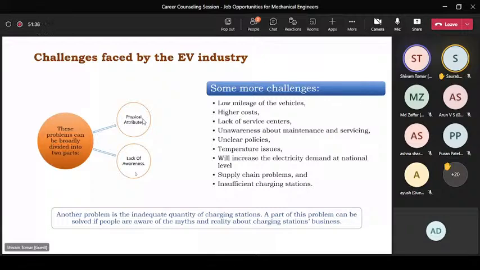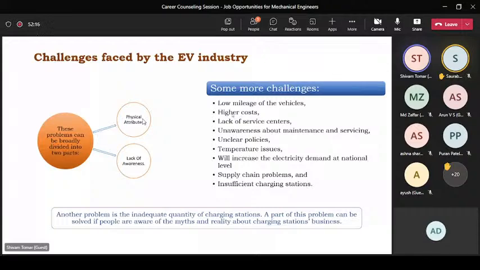Let's talk about some more challenges of the industry. Low mileage of the vehicle, again, is a big one. Higher cost of the battery packs means higher cost of the electric vehicles, just because of the battery packs. If we can reduce the cost of the battery pack, then we will see a reduced cost of the overall vehicle. Lack of service centers is also a big challenge, as there are no standard service centers. And people are unaware of maintenance and servicing, of how to maintain their electric vehicles.